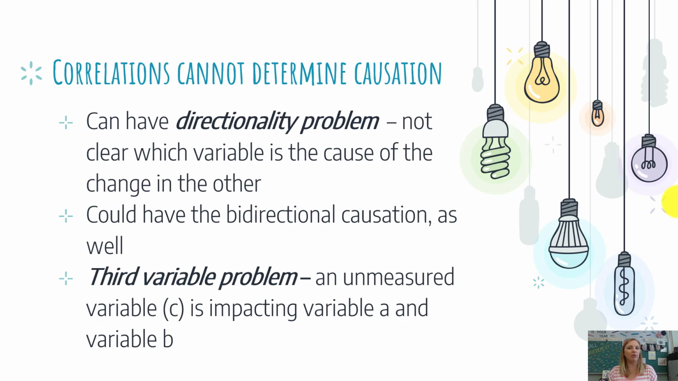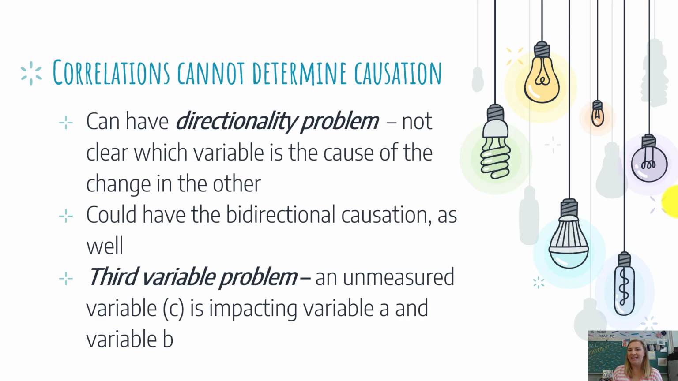We don't know if it's increased sugar that causes more energy or if it's more energy leading someone to eat more sugar. We don't know which is causing the other. In addition, there could be bidirectional causation as well. Sugar could cause people to have more energy as well as people with more energy eating sugar. Both of these things can be true, and we don't know which one is the truth without an experiment.